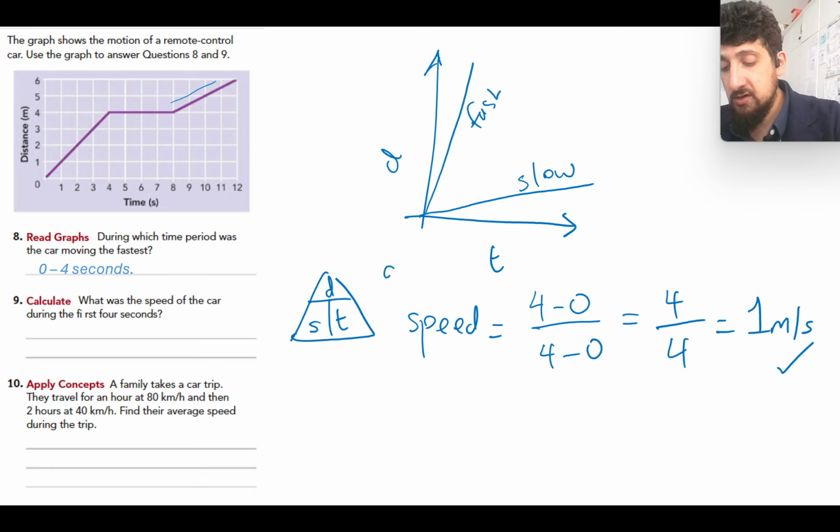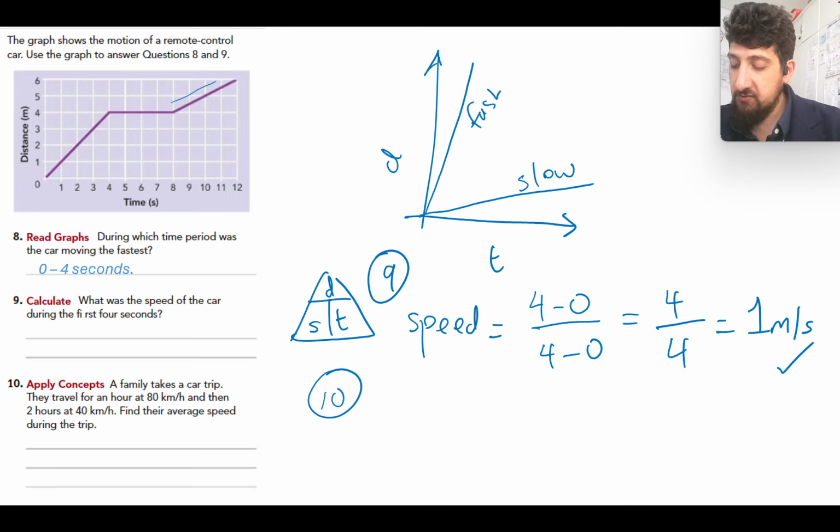So that's number 9. Number 10. A family takes a trip. They travel for an hour at 80 kilometers per hour and then 2 hours at 40 kilometers per hour. Find the average speed during the trip. So what that means, remember, the average speed is going to be distance covered over time. So we can work out the distance covered.